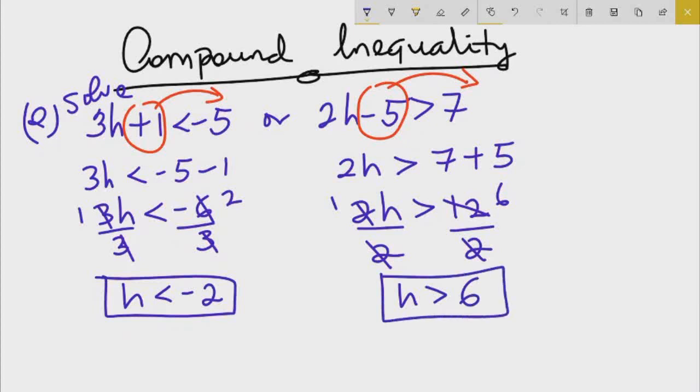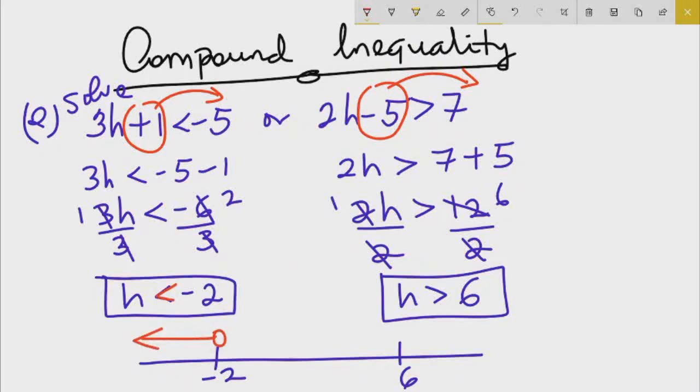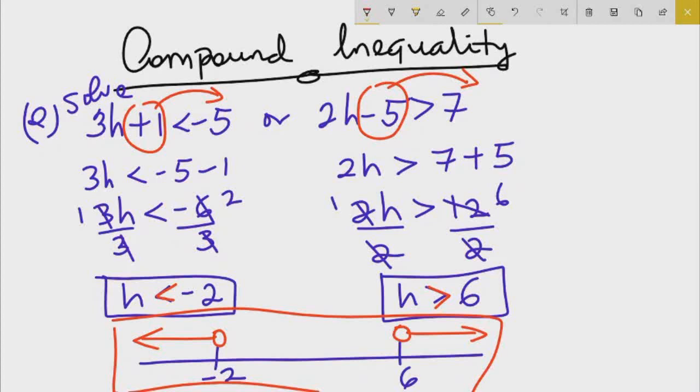Now we want to combine these two. You have negative 2 and you have 6, okay? What you want to do is graph each of these inequalities. We are dealing with less than, so that's going to be an open circle going to the left. We are dealing with greater than, so that's also going to be an open circle going to the right. And this is the answer, okay? To write the answer together, you say h less than negative 2 or h greater than positive 6. And that's it.